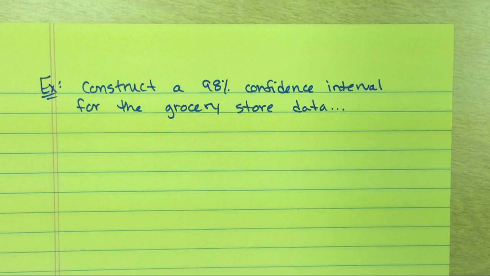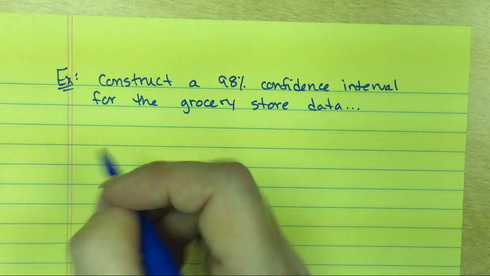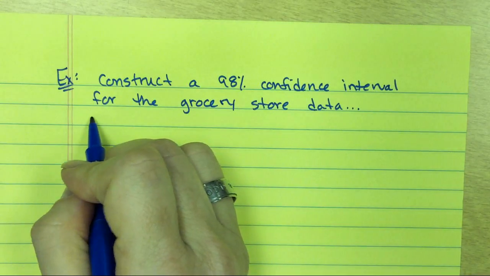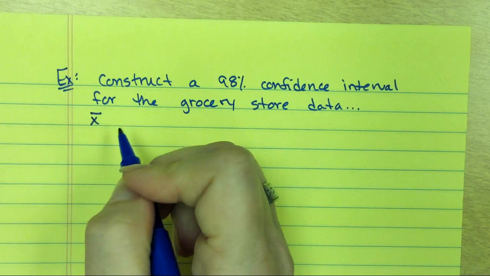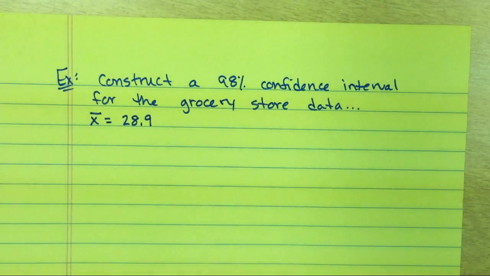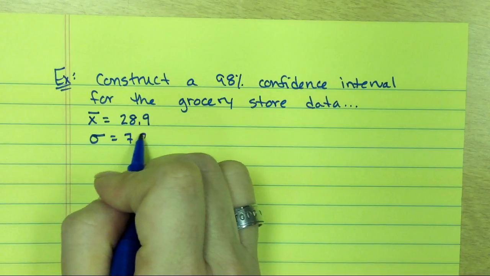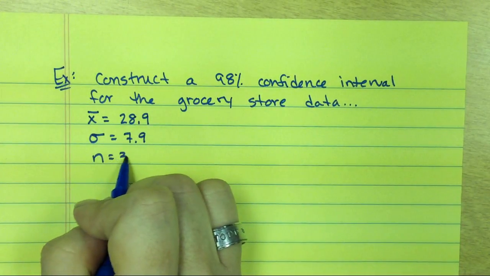the problem. The sample is random. I believe it stated way back when that they were randomly selecting 30, and that the population is either normally distributed or n is greater than or equal to 30. Since our sample size is 30, we're good. Remember, we had already found our mean, x bar. It was 28.9. We were given sigma was 7.9, and our sample size is 30.